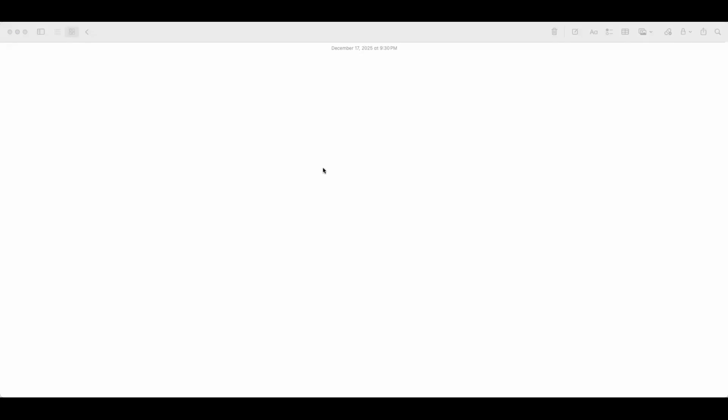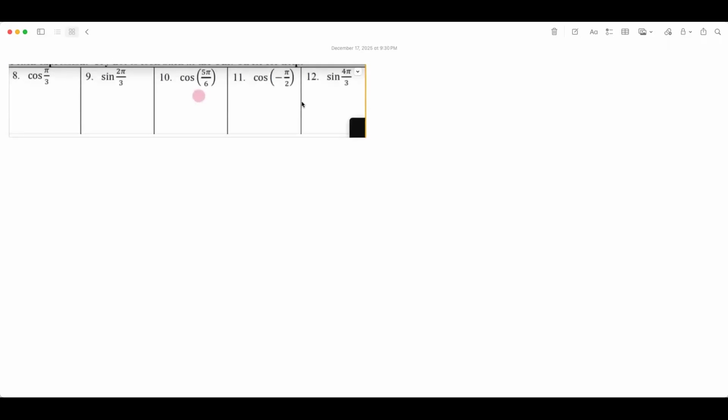Okay. How about this? We are going to do 8, 9, 10, 11, 12. This is going to be tricky. Please draw the unit circle on your paper. Please draw the 30, 60 angles. Do this.